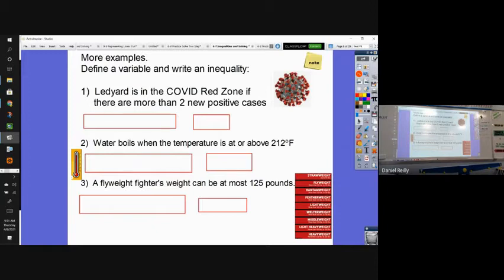What is the value that is changing, right? The number that can change in this situation, the measurement that can change in this situation, and then what is the inequality? Yes, good, Holly. Yes, yes, yes. Good, keep going, do all three of them.